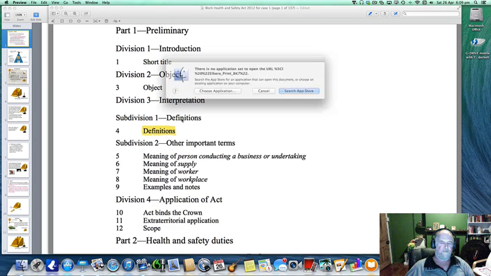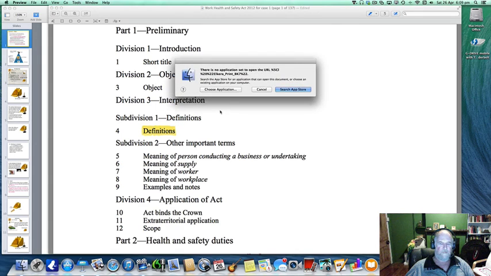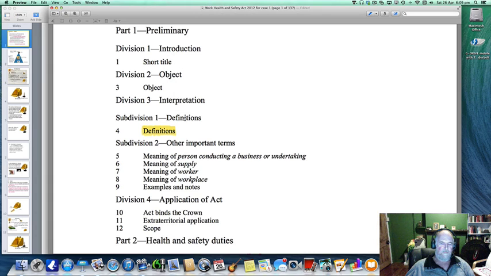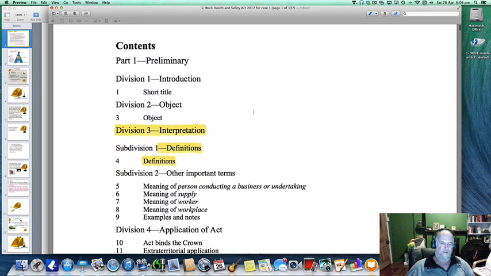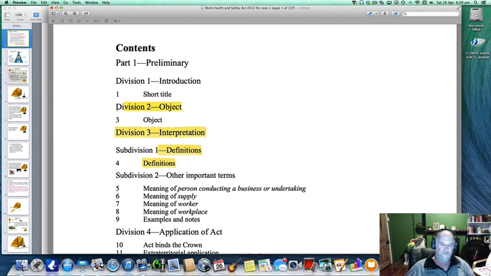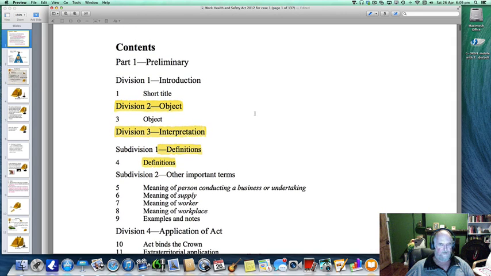Definition, subdivision 1 is always important. The other thing that's always important is interpretation. The other thing that's really important is the object of the act. What's it trying to do? You see what I mean?